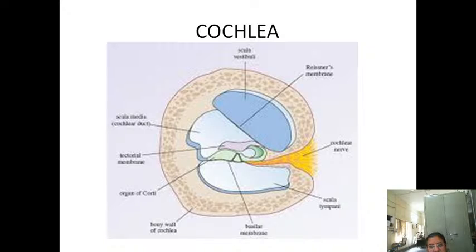So between the scala vestibuli and scala media, the membrane separating it is called Reissner's membrane. You can see in the picture Reissner's membrane. Between the scala media and scala tympani is the basilar membrane. Down it is written basilar membrane. On the basilar membrane, the hair cells or organ of Corti is present.